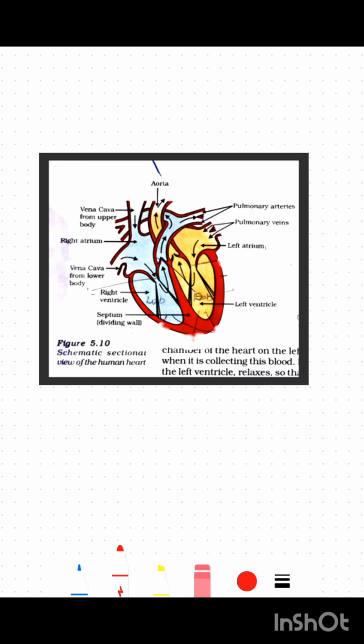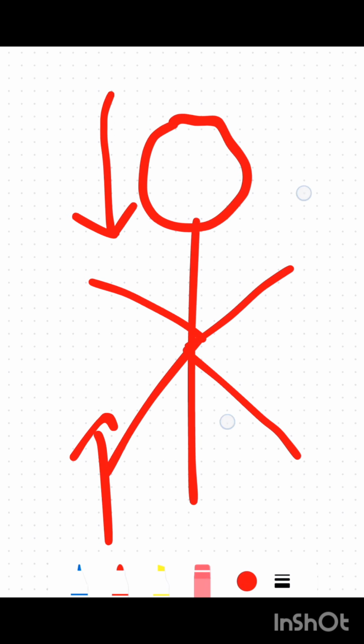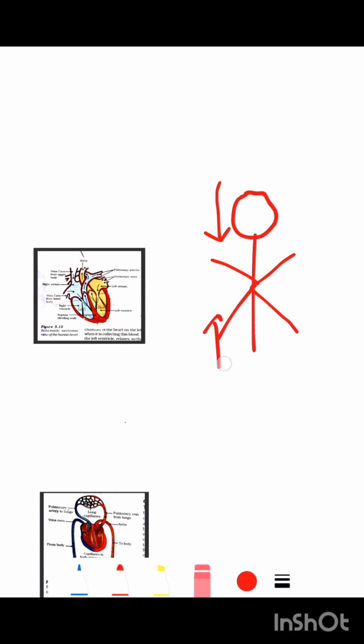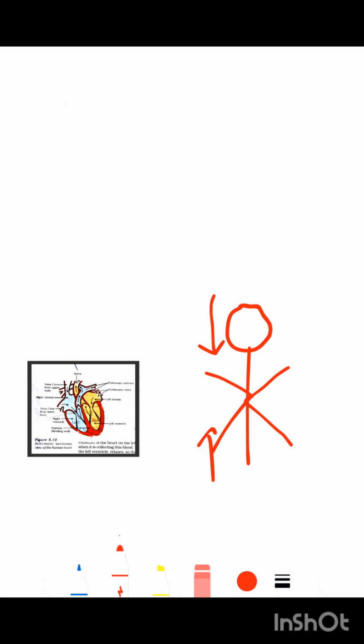So let me consider a cartoon type of human body here, just to help you understand. Can you see this one? See, in the human body we have the upper part of the body, then we have the lower part of the body. Can you see here? In the lower part of the body, we have some impure blood. Impure blood in the sense of deoxygenated blood.